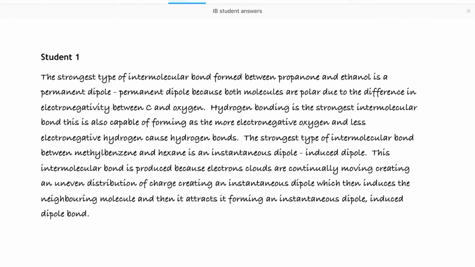So what have we got here? The strongest type of intermolecular bond formed between propanol and ethanol is permanent dipole. Well, that's not correct. Both molecules are polar, that is correct, but it's not the strongest type. So even though this is not incorrect, it's not worth a mark. You need to be very careful that we are sticking closely to the question asked when we're answering.